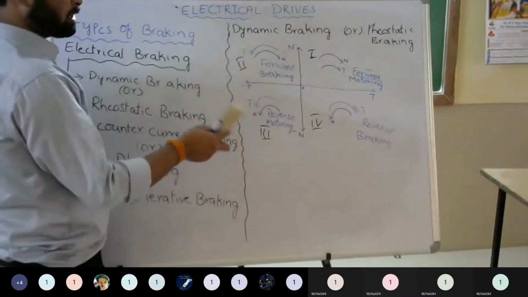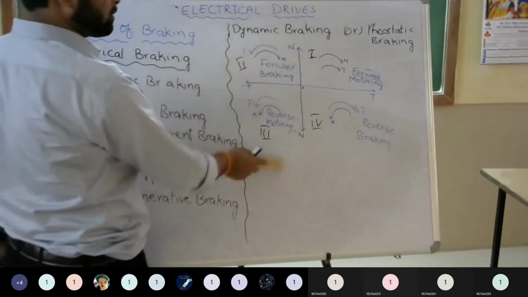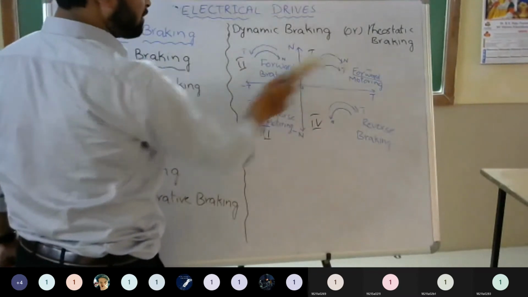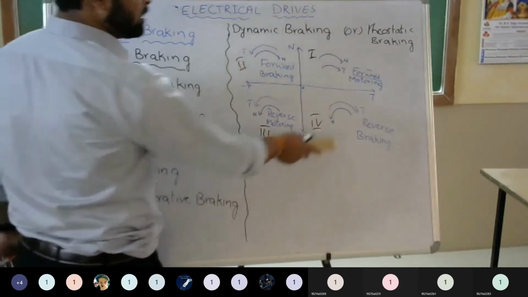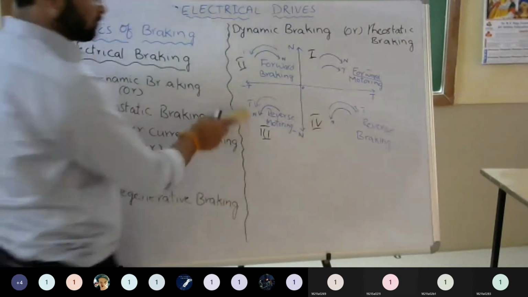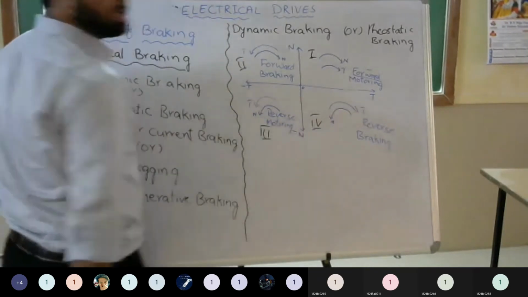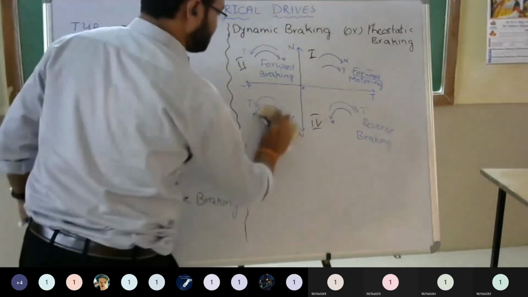So you have to remember this graph, so later, anytime you come, you can recall it. The first quadrant is forward motoring, the second quadrant is forward braking, the third is reverse motoring, and the fourth is reverse braking. Okay.